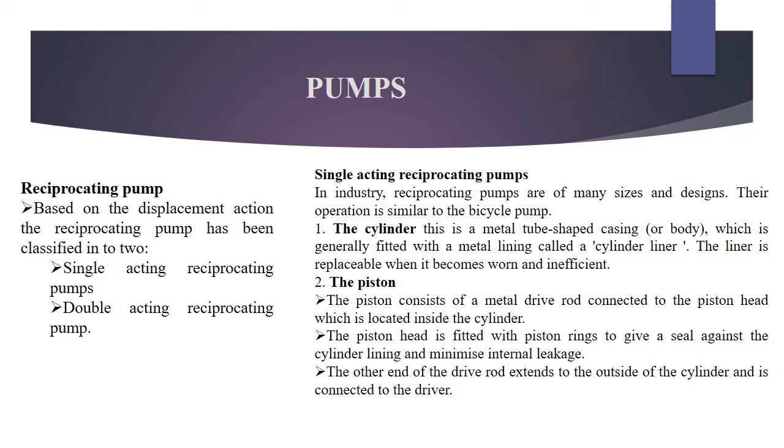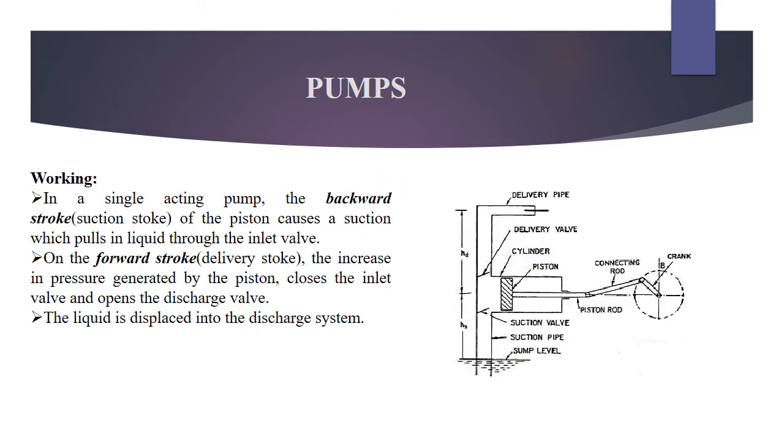Reciprocating pump. Based on the displacement action, the reciprocating pump has been classified into two types. One is the single acting reciprocating pump, the other is the double acting reciprocating pump. In single acting reciprocating pump, the working procedure is as follows. This schematic diagram shows the working procedure of a single acting reciprocating pump. In a single acting pump, the backward stroke, called the suction stroke of the piston, causes a suction which pulls in a liquid through the inlet valve.